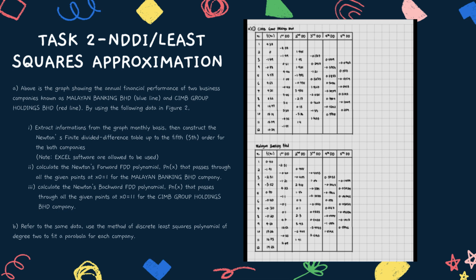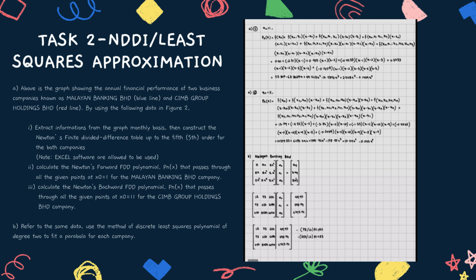For the first DD, I've used the first divided difference formula, and for the second DD column I've used the second divided difference formula. And I continue until the 5th order. Next is for the question A2.